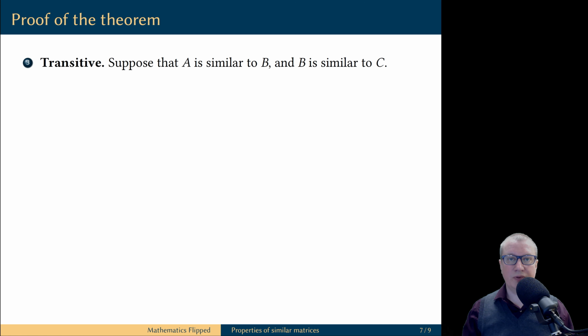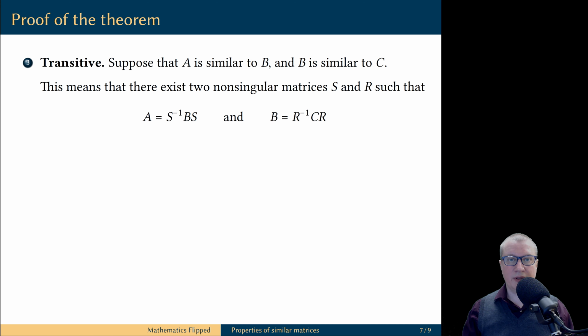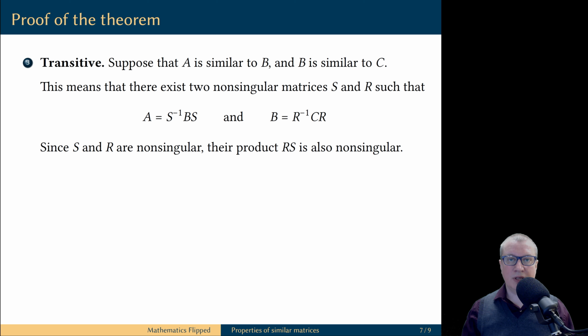Finally, let's prove that the similarity relation is transitive. We are going to assume that A is similar to B and B is similar to C. This means there exist non-singular matrices S and R such that S transforms B into A and R transforms C into B. Both S and R are non-singular matrices, therefore the product R times S is also a non-singular matrix.